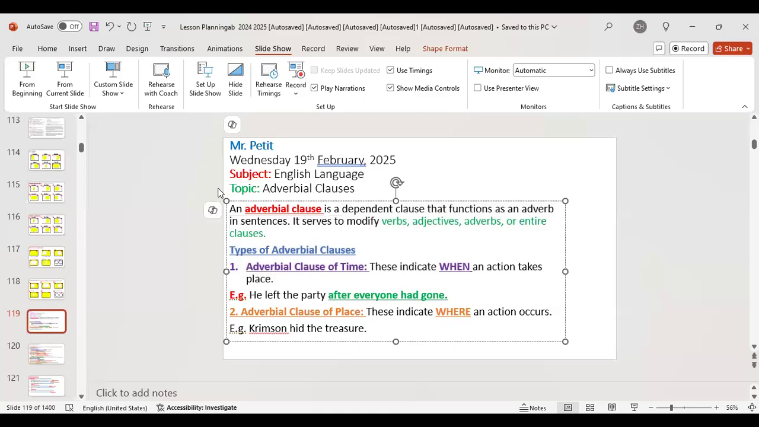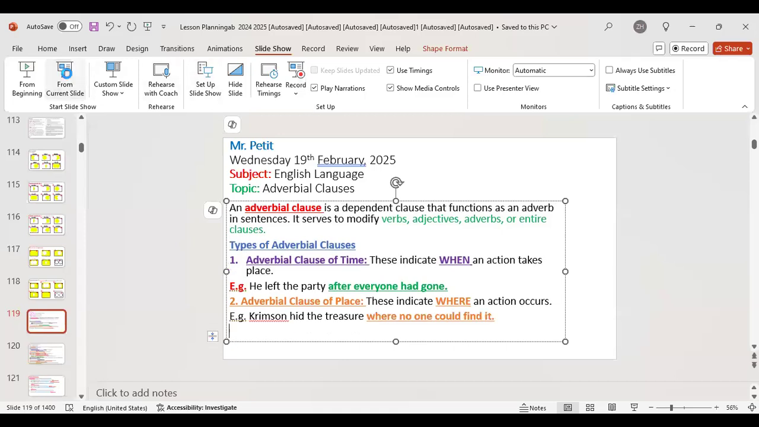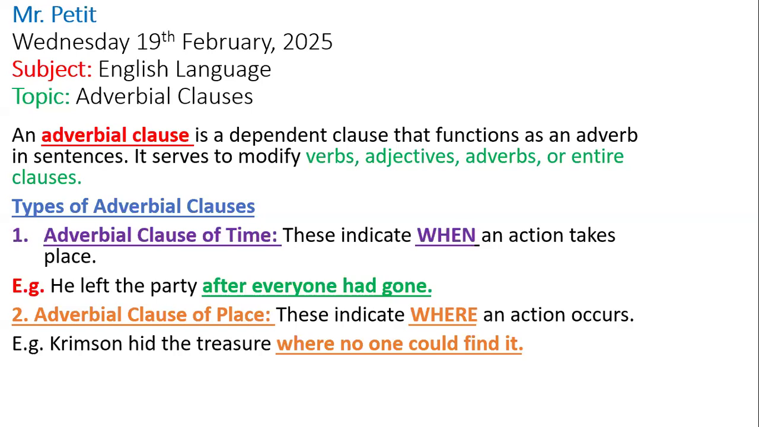All right. So Crimson hid the treasure. I'm gonna say where no one could find it. Where no one could find it, right? So what did I add here? The adverbial clause of place. Now, if I start the sentence as where no one could find it, you'll be like, what? That doesn't even make sense. But because I have Crimson hid the treasure, then where no one can find it, even though it's a dependent clause, it still is able to work.